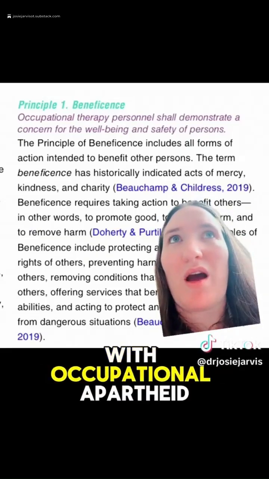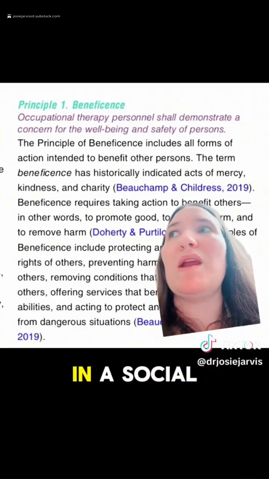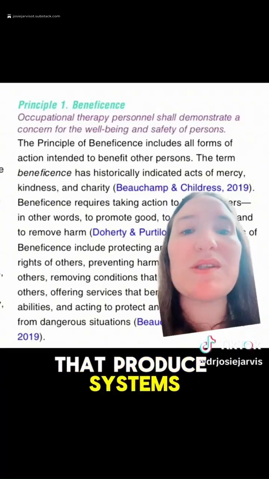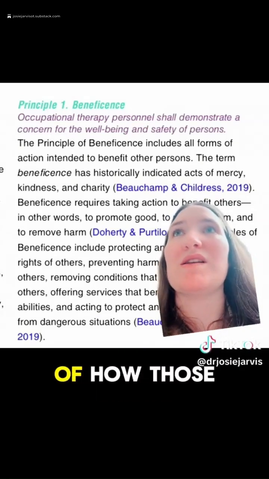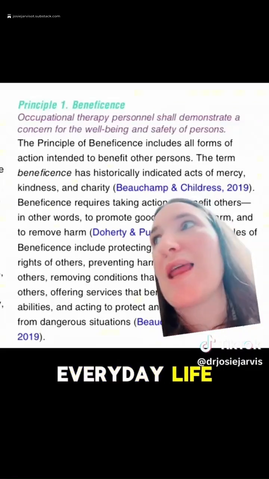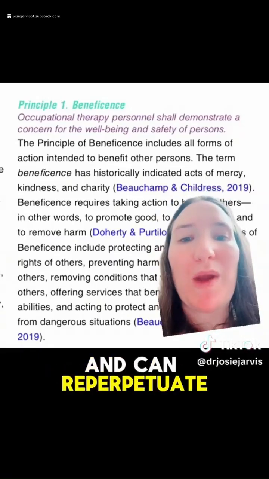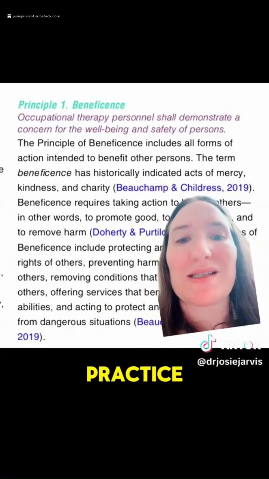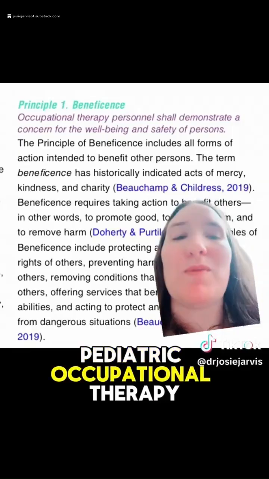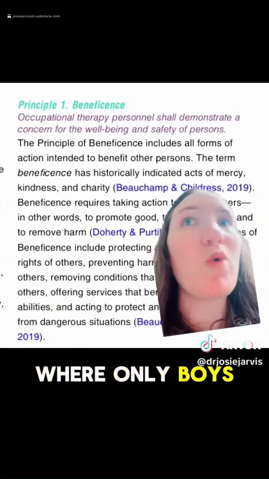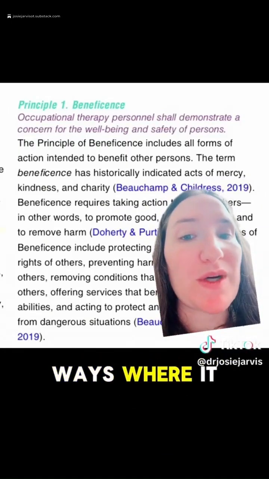And what happens with occupational apartheid and occupational consciousness, where hegemony, where we grow up in a social context that produces systems of inequality and marginalization, is that if we don't consciously create awareness of how those patterns are showing up in our everyday life and ways of engaging with the world, that objectively can be harmful and can re-perpetuate systems of marginalization in our daily practice. Things like enforcing fixed gender roles, maybe in our pediatric occupational therapy sessions, where only boys are allowed to color in certain colors, discouraging play and nurturing activities, for example. That's one of the ways where it could show up.